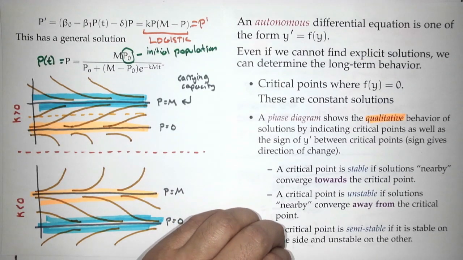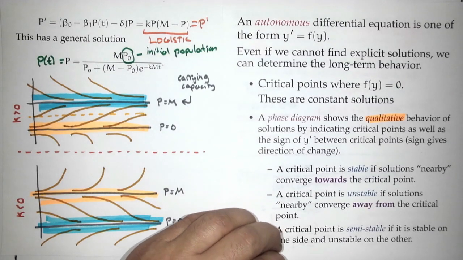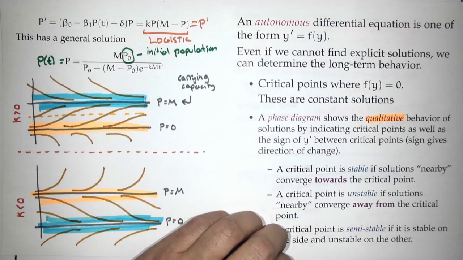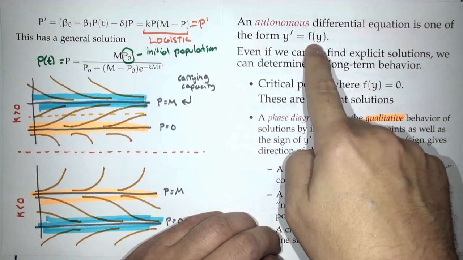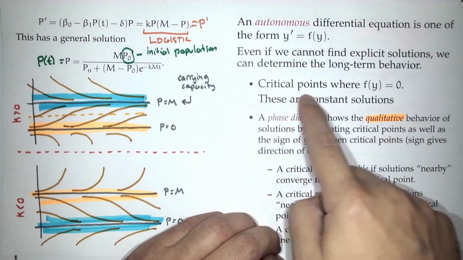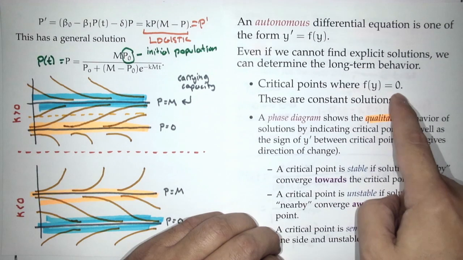So there's sort of this notion of quantitative versus qualitative. Quantitative says, oh, I can compute the explicit function and then I can get numbers, life is good. Qualitative says, what's the behavior? Can you get some essence of what's going on? And so that's what we're after. And so how does this work? Well, we say, look, everything's driven by y. So what we do is we say, let's find what we call critical points, where f of y equals zero.